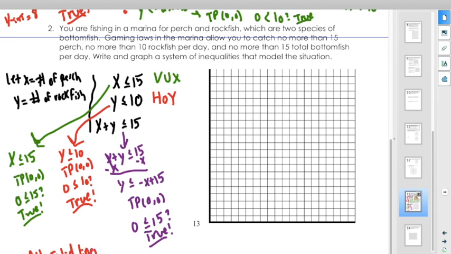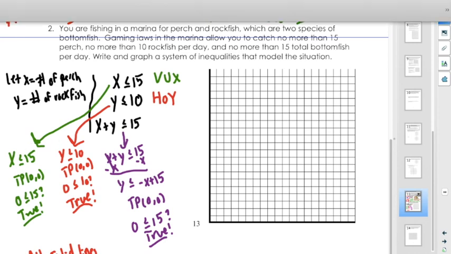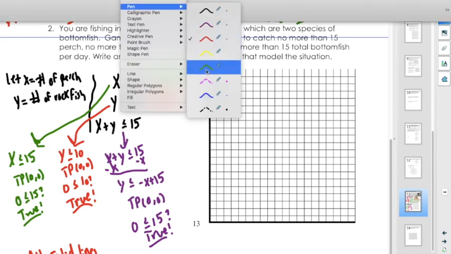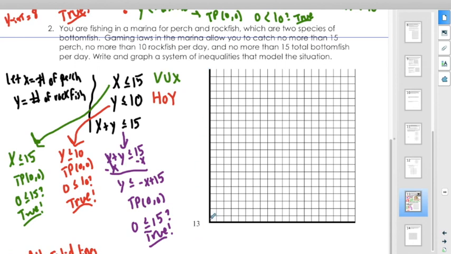Okay, let's graph these. Let's start with the first one. X is less than or equal to 15. We're going to need a scale. Here's 0, 0, so here's my test point. I'm just going to go up by ones. Why make life difficult, right? So x is less than or equal to 15. So my x-axis is here. So I'm going to count all the way up to 15 on this. 1, 2, 3, 4, 5, 6, 7, 8, 9, 10, 11, 12, 13, 14, 15.